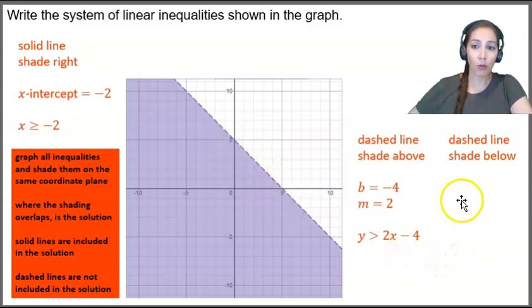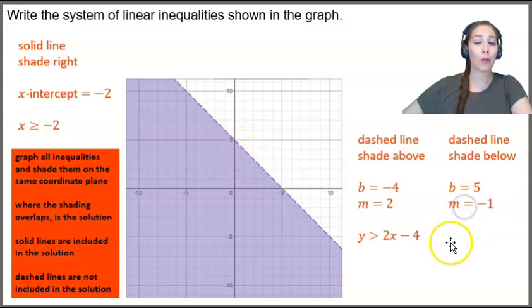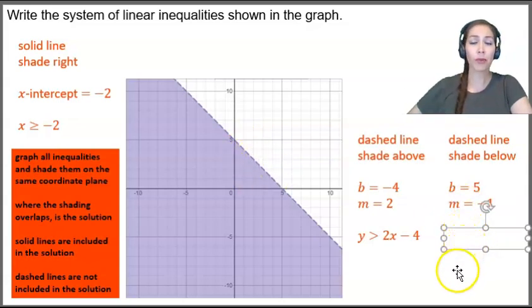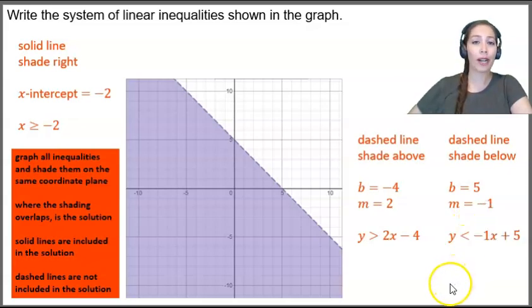And you can see I have my y-intercept here of 5. And then I can go ahead and figure my slope by just going down 1 to the right 1, down 1 to the right 1, down 1 to the right 1. So my slope is -1. So to write that as an inequality, that's y less than -1x plus 5. And we can really drop that 1 in front and just make it a -x. So we have y less than -x plus 5.